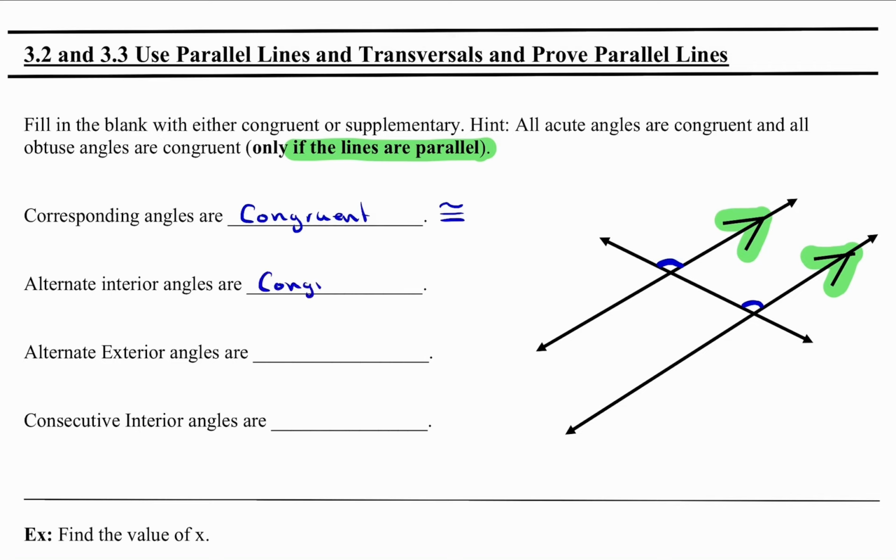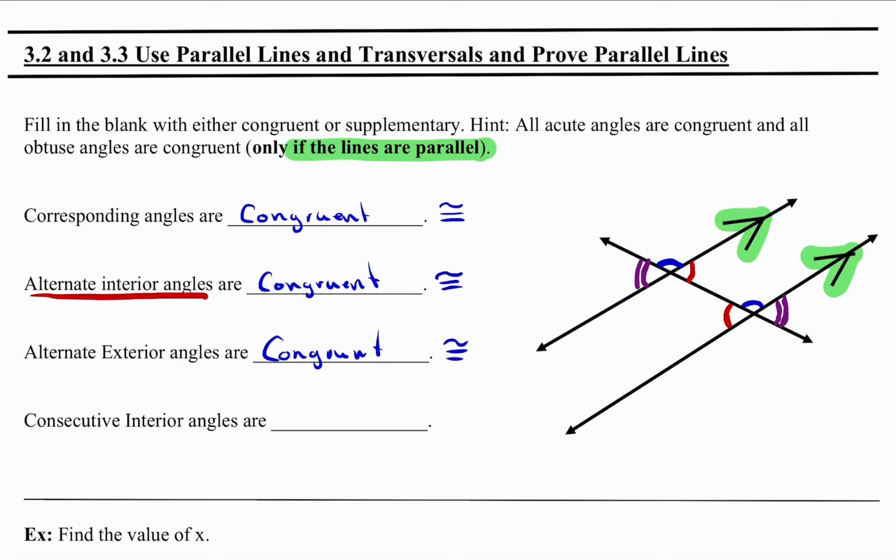Alternate interior angles are also congruent. We have a lot of things that are going to be congruent. These alternate interior angles would be like this one here and this one here. Those are alternate interior angles, and they are congruent. We also have alternate exterior angles. Alternate exterior angles, you guessed it, are congruent. So here, let's say this one here would be congruent to this one here.